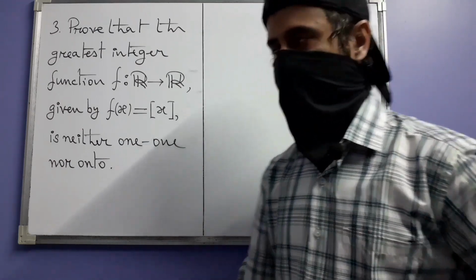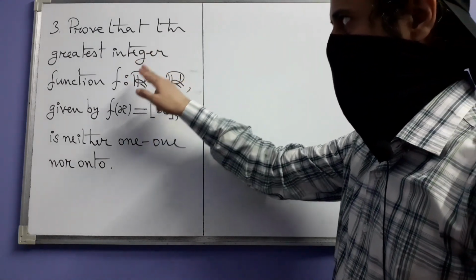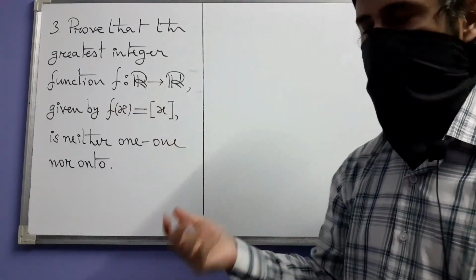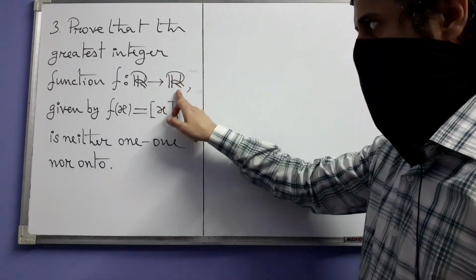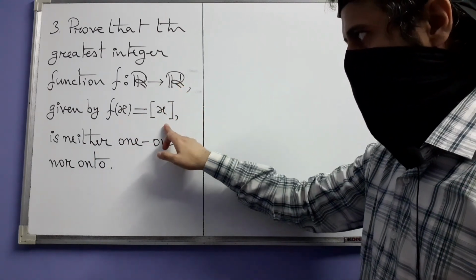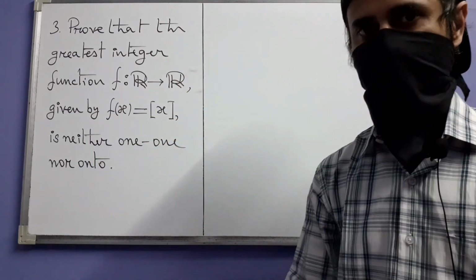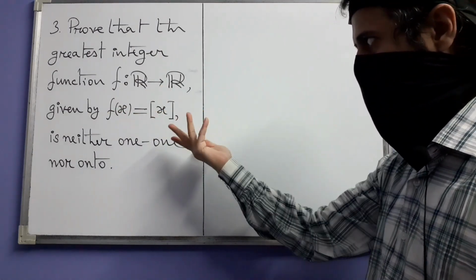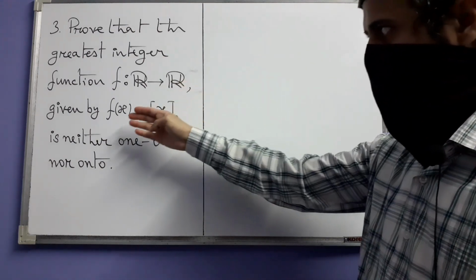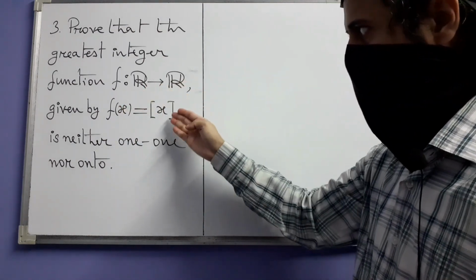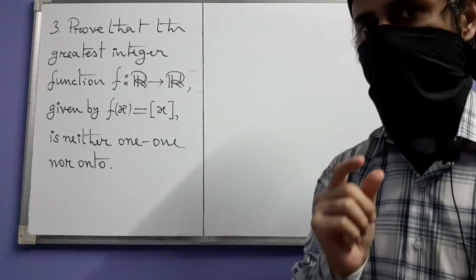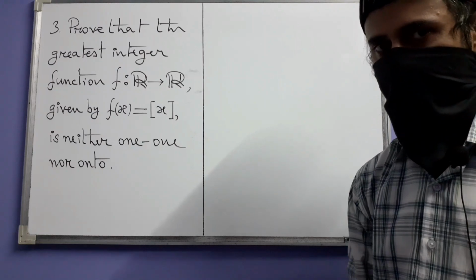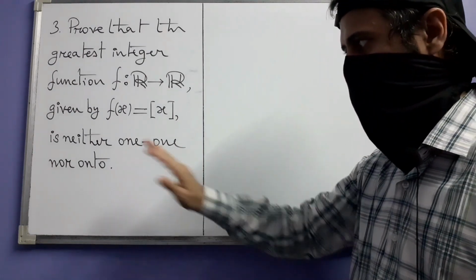So next we have number 3. Prove that the greatest integer function f, so they are calling it f, which you know what it is. It maps the set of real numbers into itself, and given by this is neither 1 1 nor 1 2. This given by this part looks stupid because it does not really define the function. Instead, it just shows that this is the more common notation we use to denote this function. But we already know what the definition of the function is. So we have to prove that it's neither 1 1 nor 1 2.